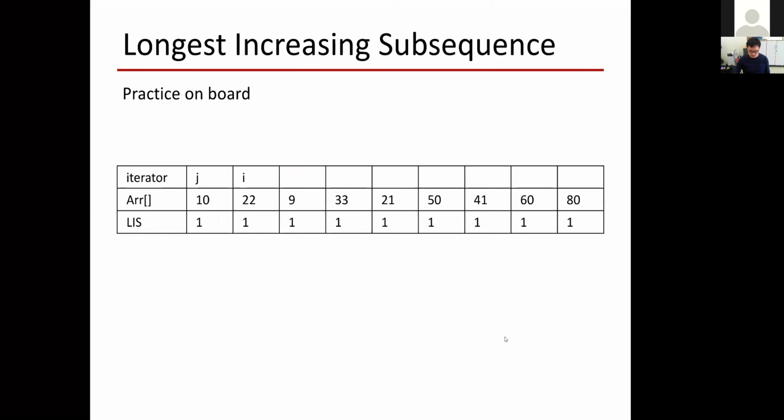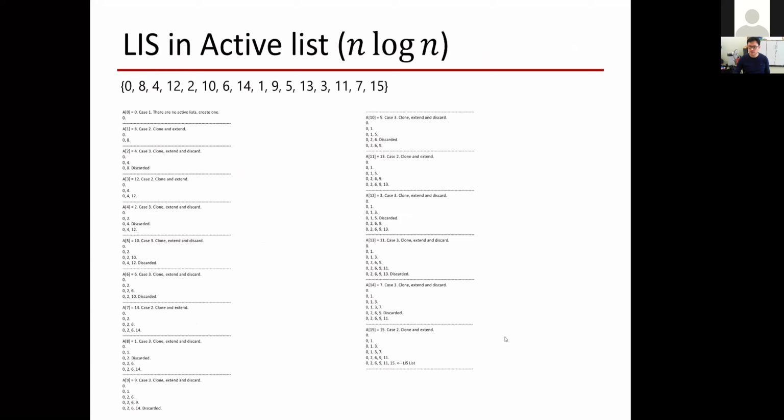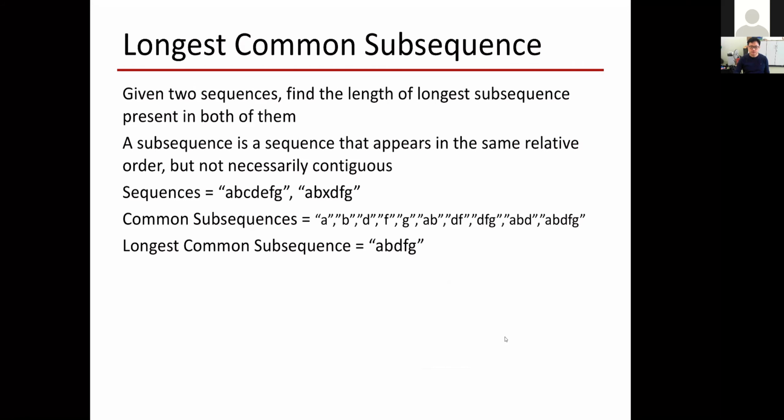Then we practiced the LIS with two pointers, I and J, and we solved it by maintaining an active list, which is n log n, fast enough, and very intuitive. I think you know how to solve this. It won't be an issue. Today I want to talk about the LCS, the longest common subsequence.